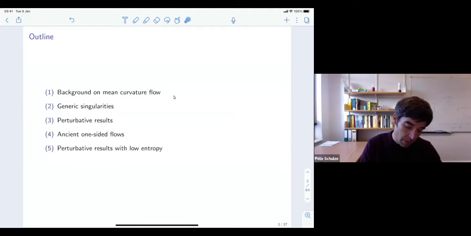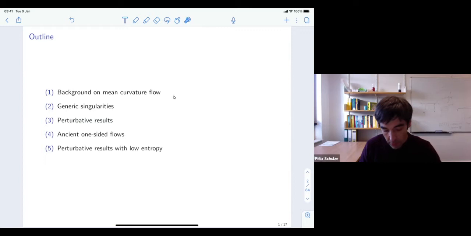And then there will be two sets of results. The first results are some earlier results about perturbative results, in what sense can we make a flow generic, yeah? And I'll explain the main tool for that. These are these ancient one-sided flows.